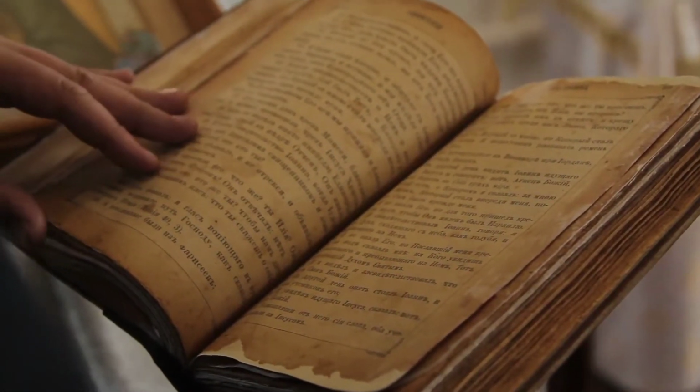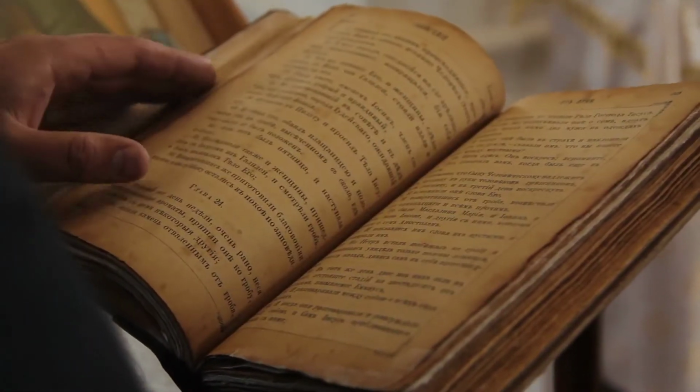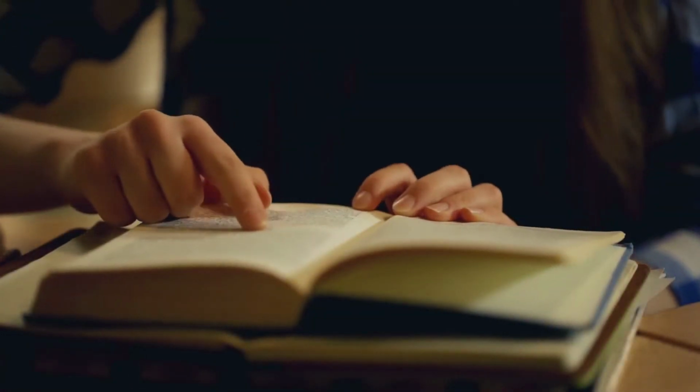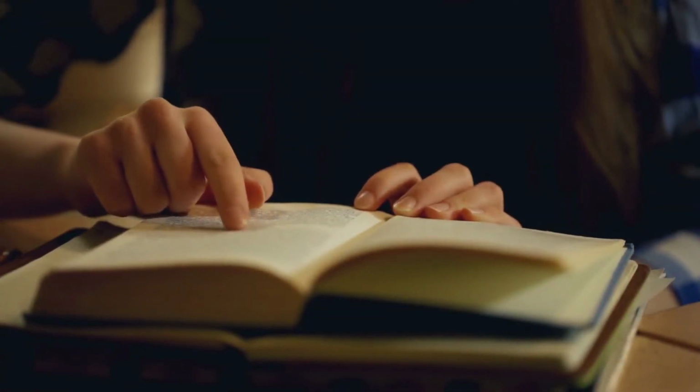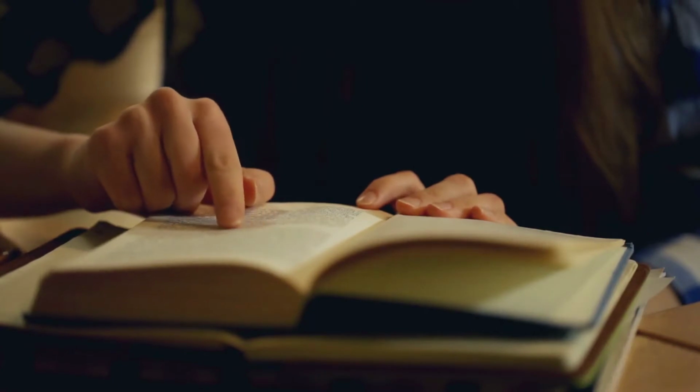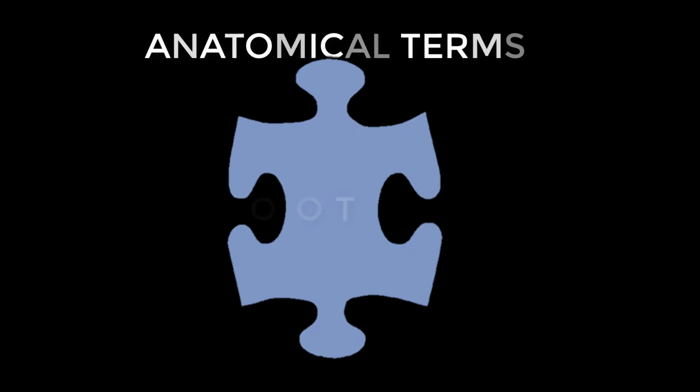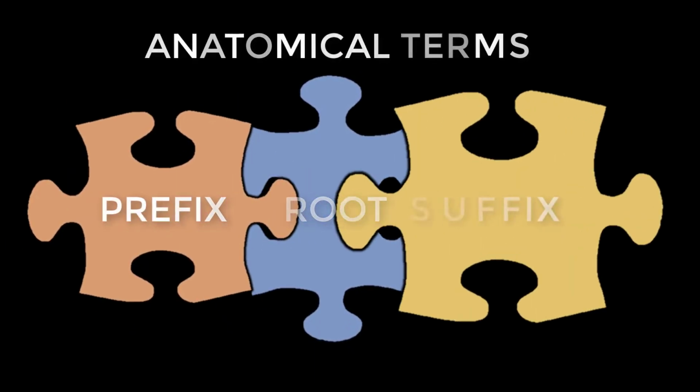Anatomical terms are derived from ancient Greek and Latin words. Because these languages are no longer used in everyday conversation, the meaning of their words do not change. Anatomical terms are made up of roots, prefixes, and suffixes.